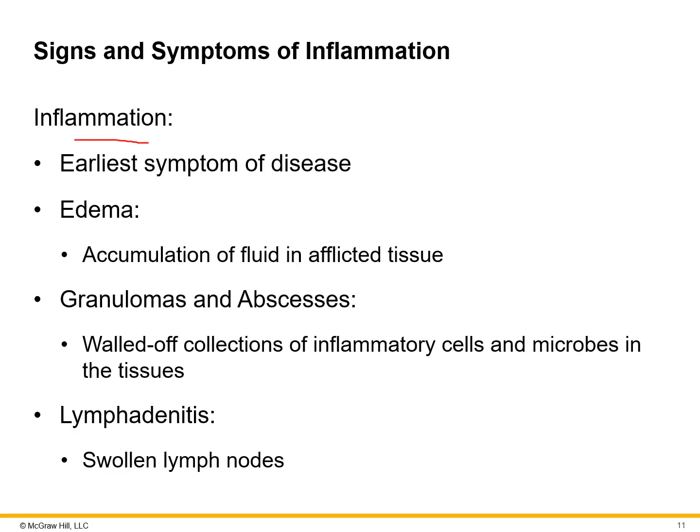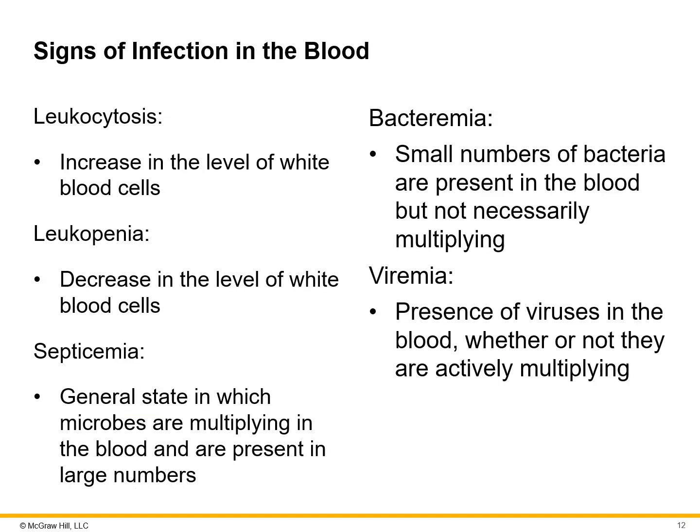Another thing that goes along with this here, so inflammation. So this is one of the earliest symptoms of the disease. So edema is that accumulation of fluid, so swelling is typically what we call that. So the tissue that's being infected, it leads to fluid, granulomas and abscesses. So this is walled off collections of those inflammatory cells that are there. And then lymphadenitis, this is the specific term for swollen lymph nodes.